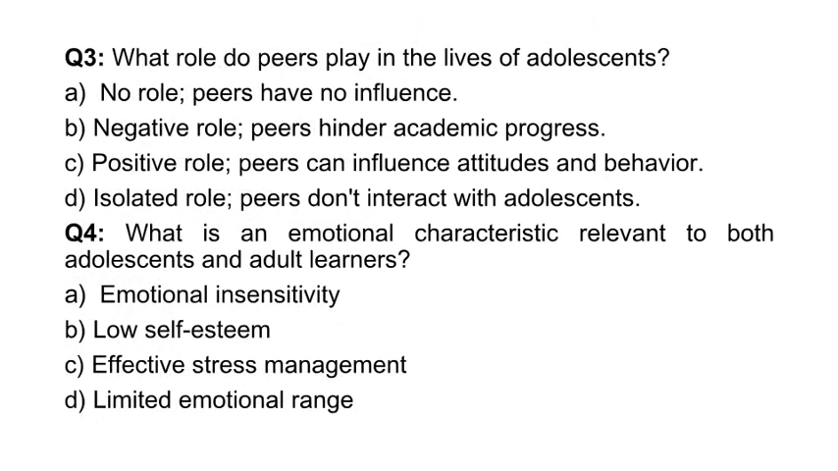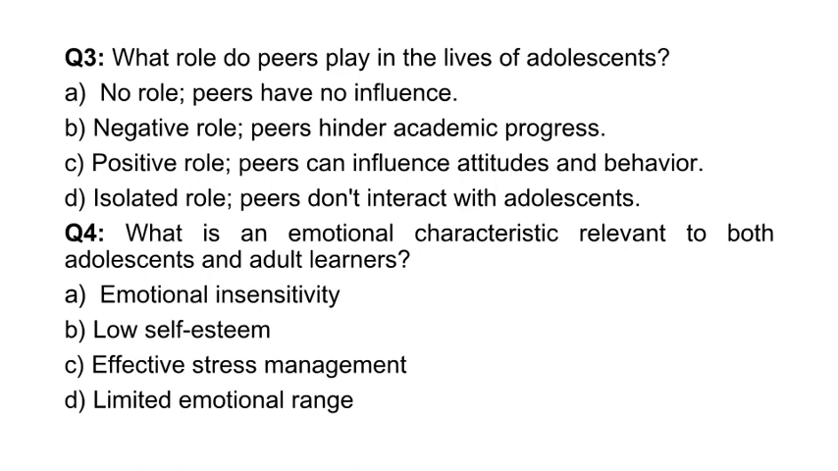Question 3 is, what role do peers play in the lives of adolescents? A. No role. Peers have no influence. B. Negative role. Peers hinder academic progress. C. Positive role. Peers can influence attitudes and behavior. D. Isolated role. Peers don't interact with adolescents. Correct answer is C. Positive role. Peers can influence attitudes and behavior.